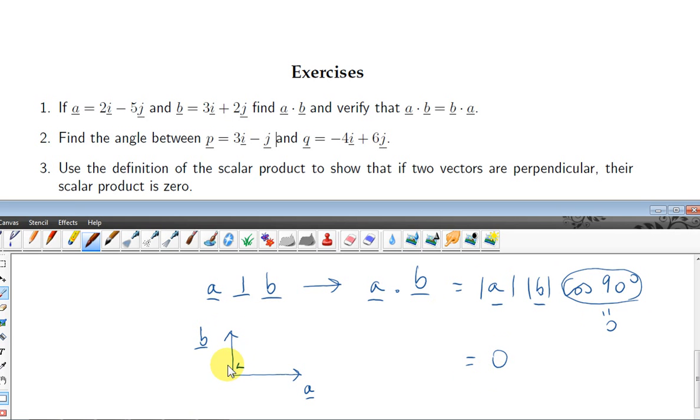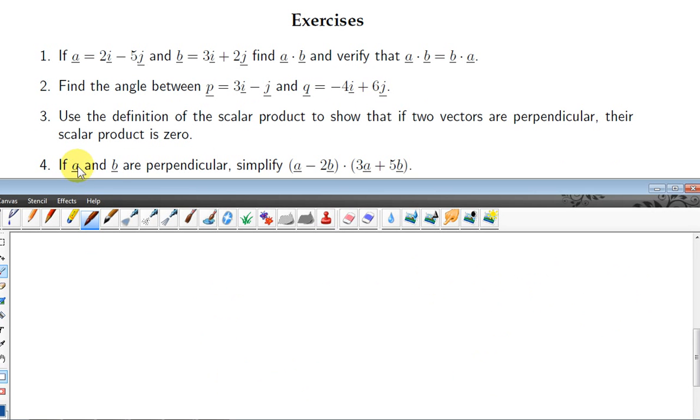So, if we think in terms of projections, b cos 90 is the projection of vector b onto vector a. We project the tip of vector b at right angles to vector a, and of course the length of the resulting component is 0. If a and b are perpendicular vectors, simplify this here. Well, if they're perpendicular, we know that the dot product is going to be 0.